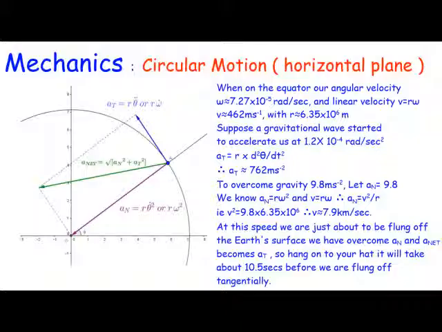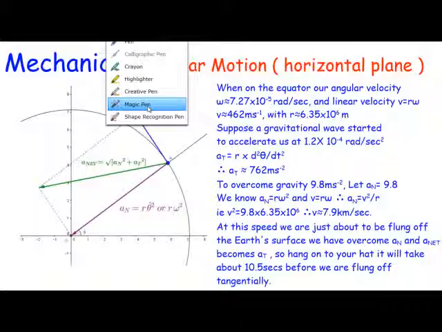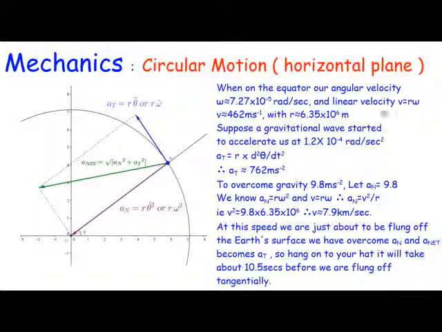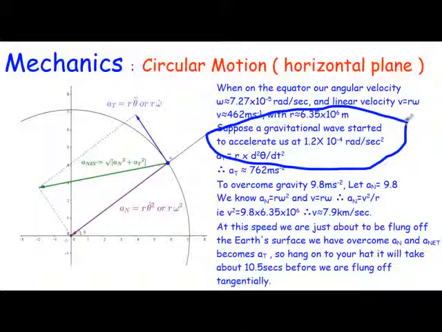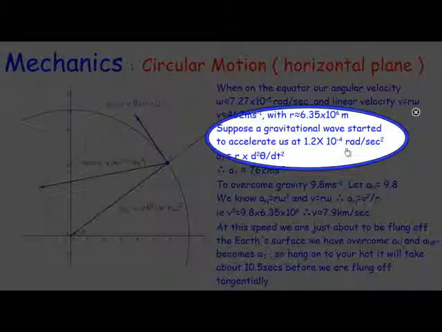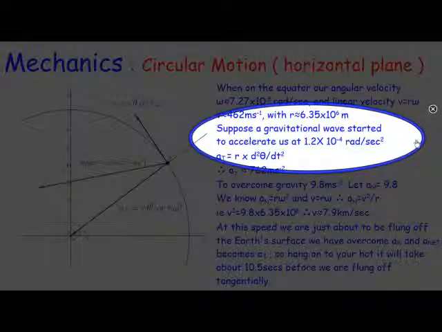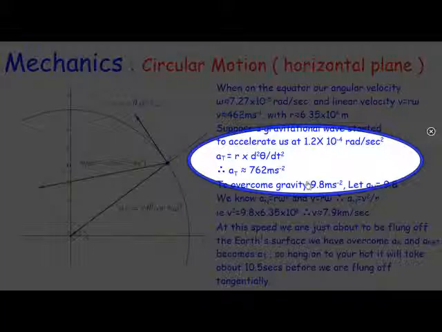Now, let's look at our example. Our example is a bit similar to the one we did in uniform circular motion, about this gravitational wave, which has, as I said, recently been discovered. Basically, we've been hit by a gravitational wave that started to accelerate the Earth. In fact, it's a fairly powerful one by the look of this. It gave us, if you look here, a tangential acceleration of 762 meters per second per second. So we're really accelerating.